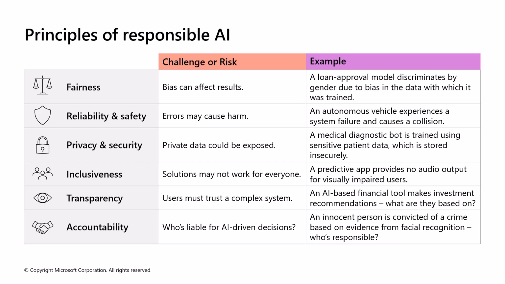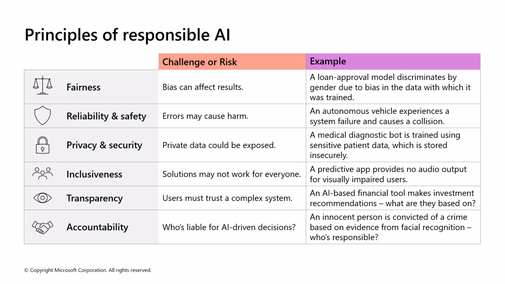The next one is transparency. Now, AI systems should be understandable. Users should be made fully aware of the purpose of the system, how it works, and what limitations they may expect. So in terms of transparency, the user must actually trust a complex system, which is a risk. For example, an AI-based financial tool making investment recommendations: what are they based on? So we must understand what the purpose of the system is, how it is working, and what limitations may be expected. Now, the last but not the least is accountability.